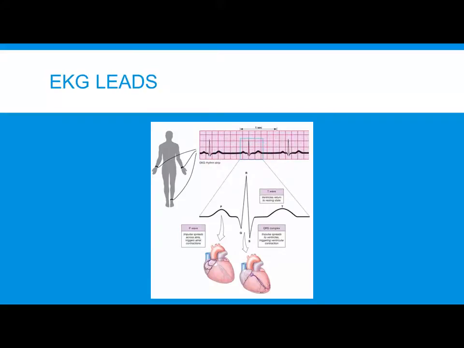Just a really quick review, to make sure we're on the same page. P wave, what does it represent? Atrial depolarization. QRS complex. Ventricular depolarization. And then the T wave. Ventricular repolarization.